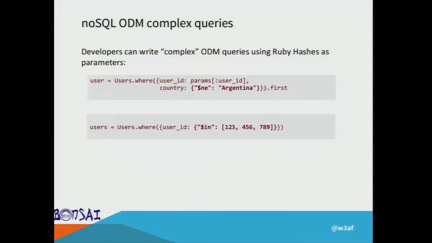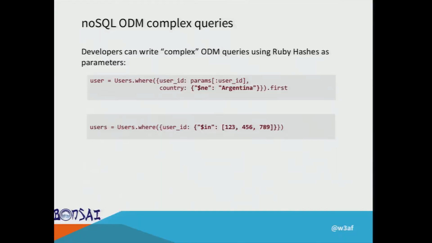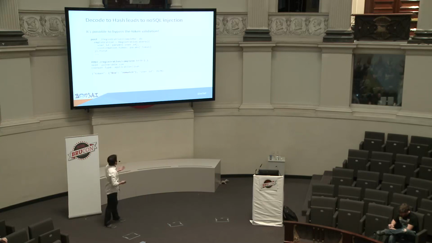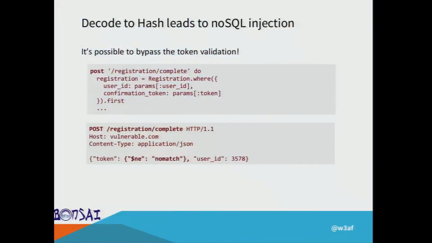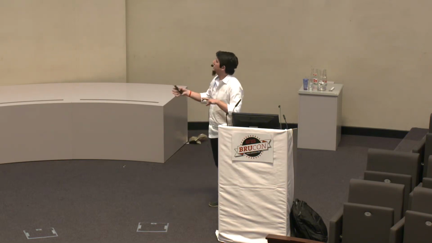That's going to be performed, for example, like this. Users where your user ID is something, and the country is not equals Argentina. Or user ID is in a list. So I suspect that you guys see where this is going. Basically, what we could do as part of our attack is combine the two different things: combine the aggressive input decoding that we saw before with the NoSQL injection and the filters that we were seeing.